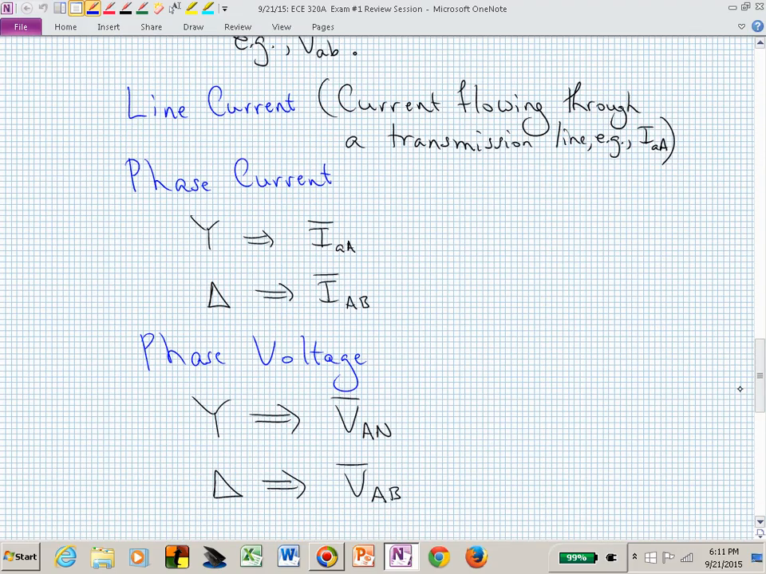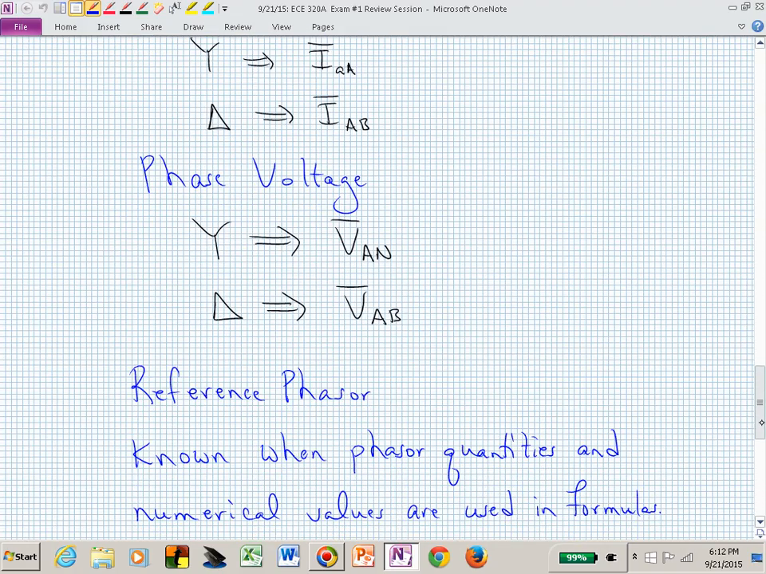Likewise for the phase voltage. The phase voltage in a Y connection is from the terminal to the neutral. In the delta connection, and these notes will all be available to you, so you don't have to struggle to try to keep up with all of this, but if it helps you make the connection as to what I'm talking about, please feel free to take notes. But in the delta connection, the phase voltage is capital V sub AB. I said that because I'm trying to get through this somewhat quickly so we can spend most of our time working problems.